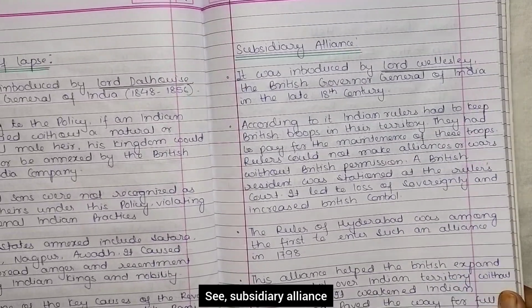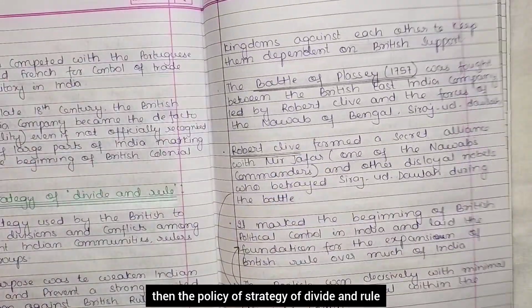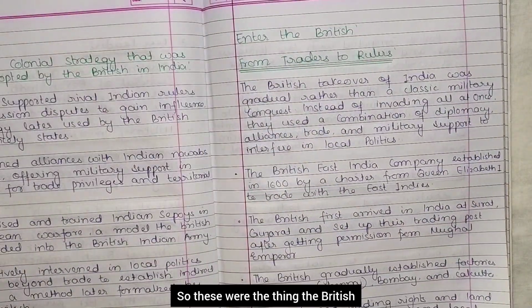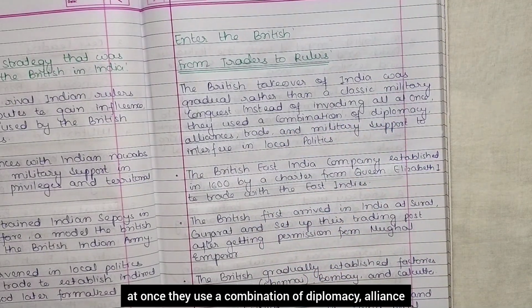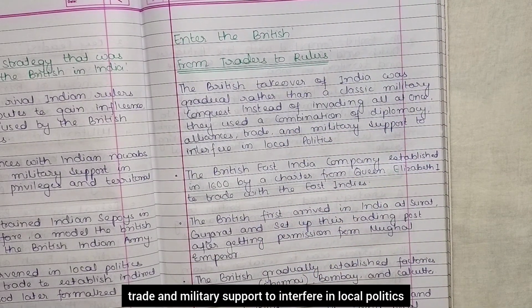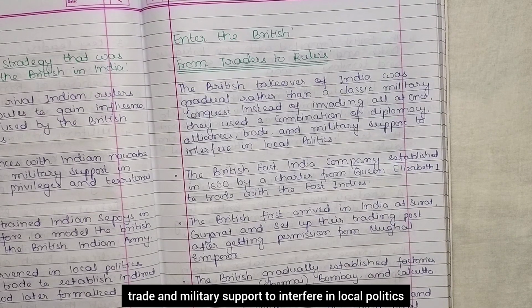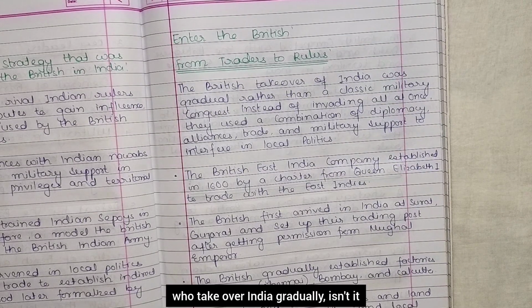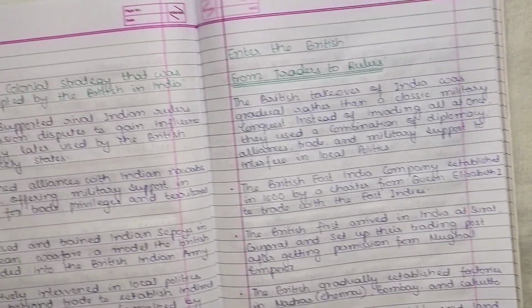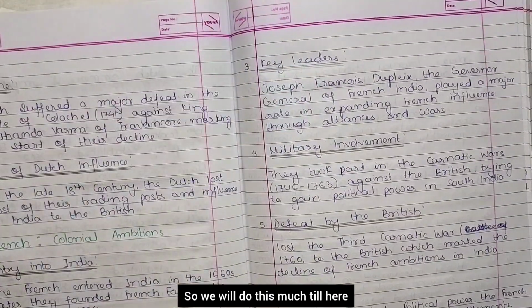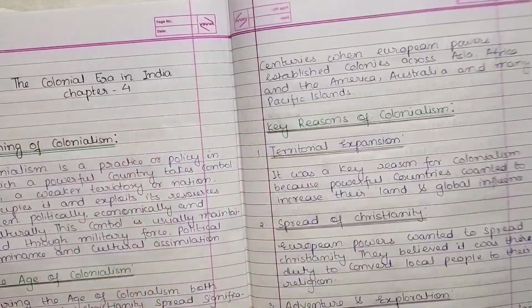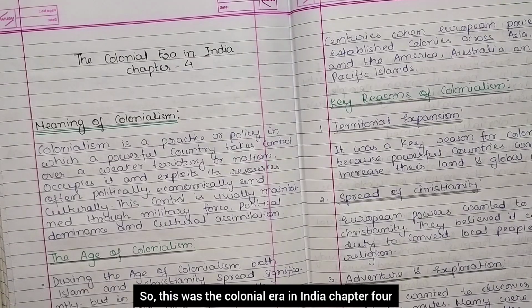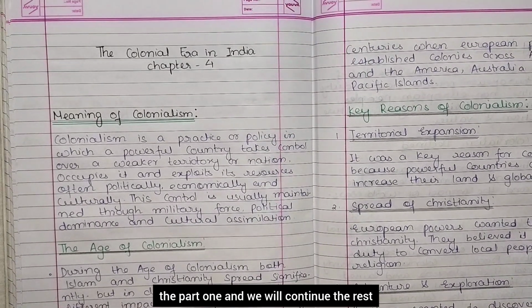See, the subsidiary alliance, the Doctrine of Lapse, then the strategy of divide and rule. These were the things the British started. Here we have seen that instead of invading all at once, they used a combination of diplomacy, alliance, trade and military support to interfere in local politics. So this was how the British took over India gradually, isn't it? We will do this much till here, and later on we will continue the chapter in part 2, right? So this was the colonial era in India, chapter 4, part 1, and we will continue the rest of the chapter in part 2.